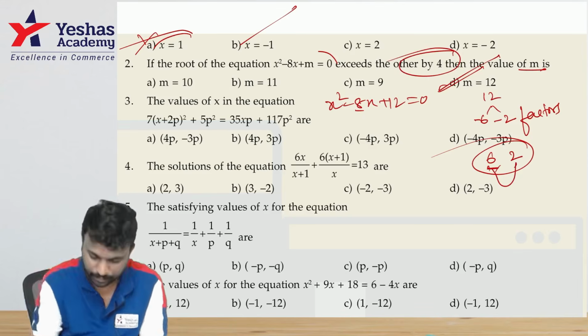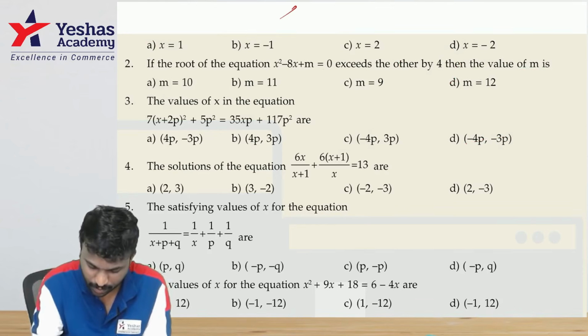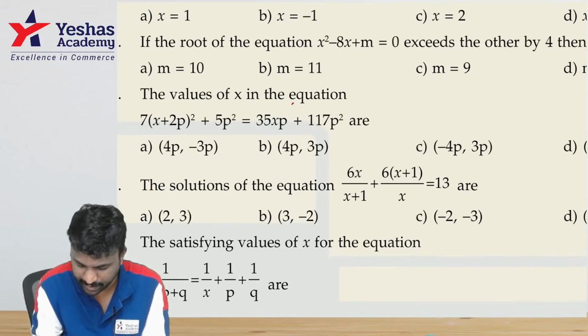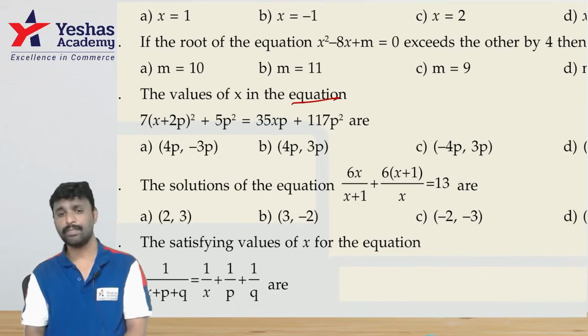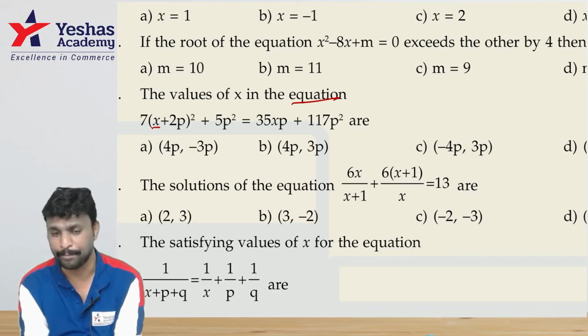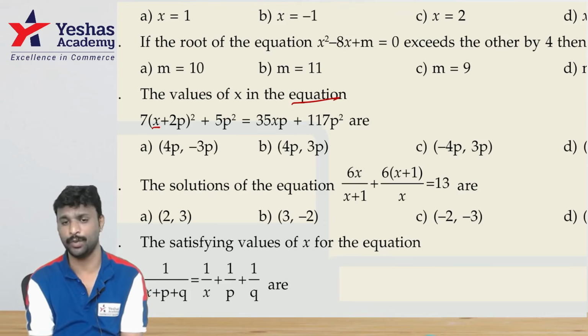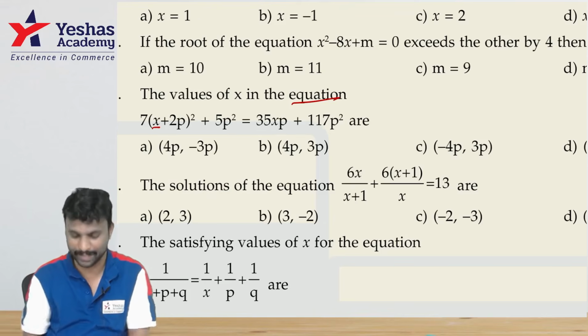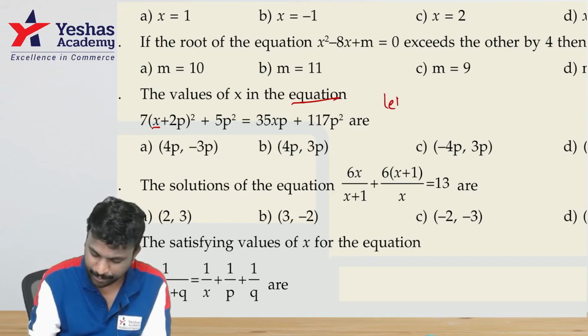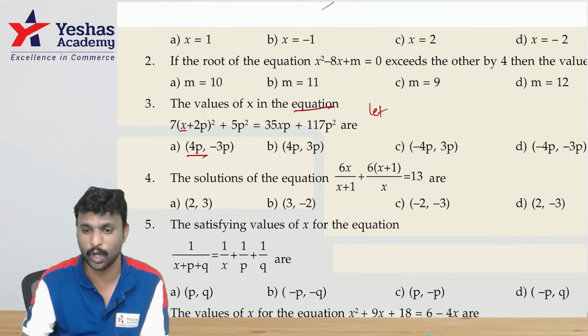You understood? Guys, moving on to the next question, that is question number 3. What is it? The values of x in the equation. Guys, it's not just x, there's one more unknown which is p. Rather than keeping everything in terms of p and q, let us try to plug in the values for p and q. That's the best way of simplifying this. Because all the options have got p and q, yes or no? So let's simplify the options.